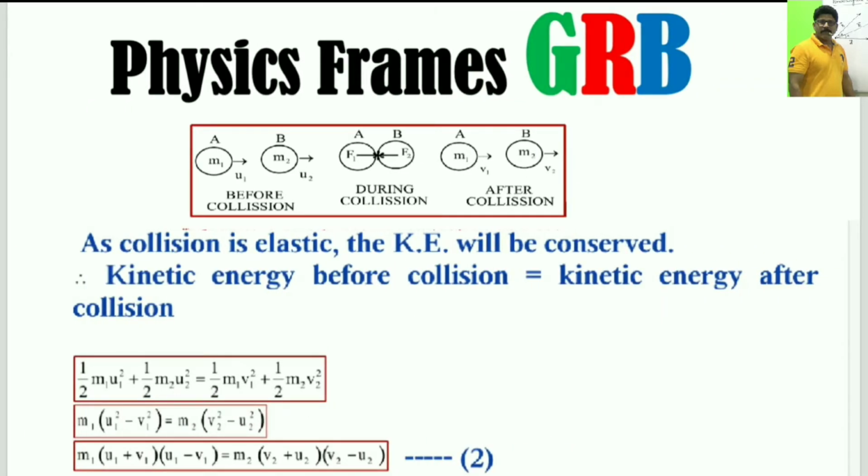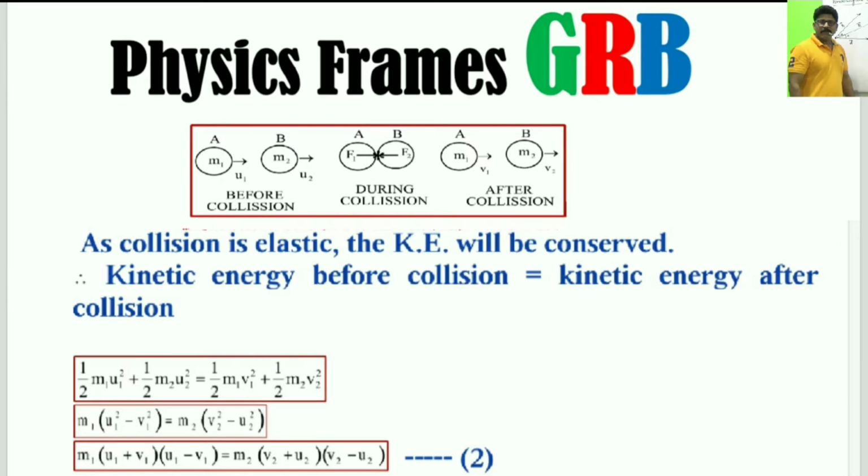The kinetic energy before collision is half m1 u1 square plus half m2 u2 square. This is the total kinetic energy before collision of two bodies, and it should be equal to half m1 v1 square plus half m2 v2 square, which is the total kinetic energy after collision. Now the half on both sides will get cancelled: m1 into u1 square minus v1 square is equal to m2 into v2 square minus u2 square. Here we just rearrange the equation, with m1 taken common and m2 taken common.